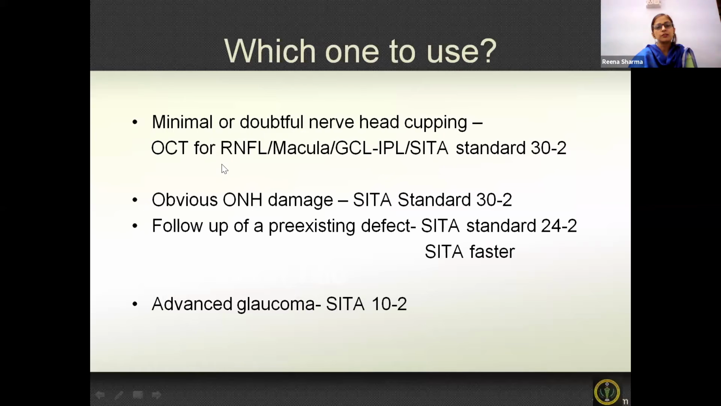Now, considering these various strategies, which one to use? If the patient has minimal or doubtful optic nerve head cupping, OCT is considered better, especially with GCL-IPL. But a SITA standard 30-2 can be done as a baseline. If there is obvious optic nerve head damage, SITA standard 30-2 is considered the best. For following up a pre-existing scotoma, SITA standard 24-2 and, recently, SITA Faster, which combines the advantages of 24-2 and 10-2, can be considered. For advanced glaucoma, 10-2 is a better one.